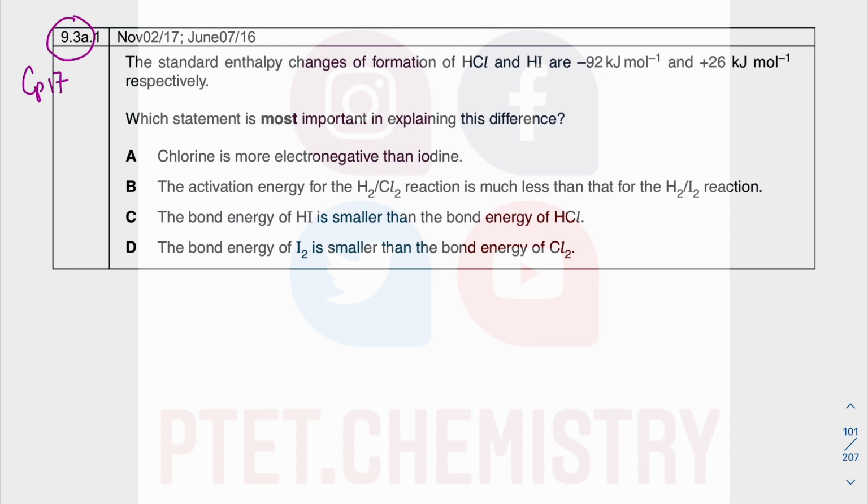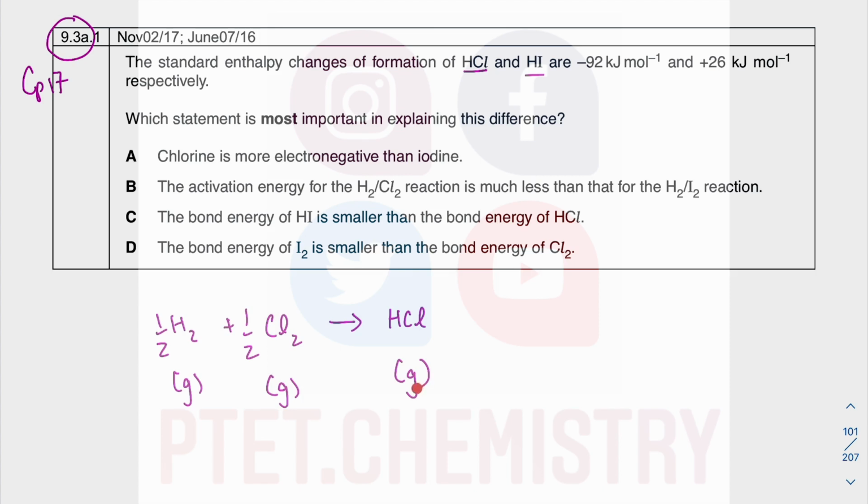So we are talking about the standard enthalpy change of formation of HCl and HI. We are thinking about forming HCl from, let's say, H2, which is the element, and Cl2. You have to form 1 mole of the substance from its elements, so we need only half and half of it, with all the reactants and product in their standard state.